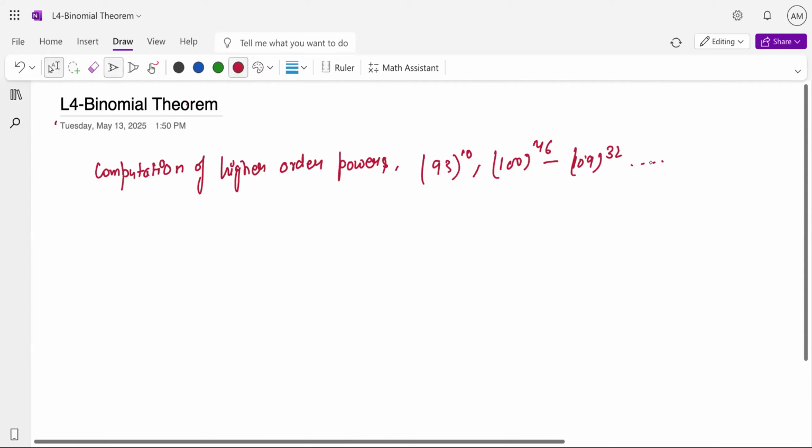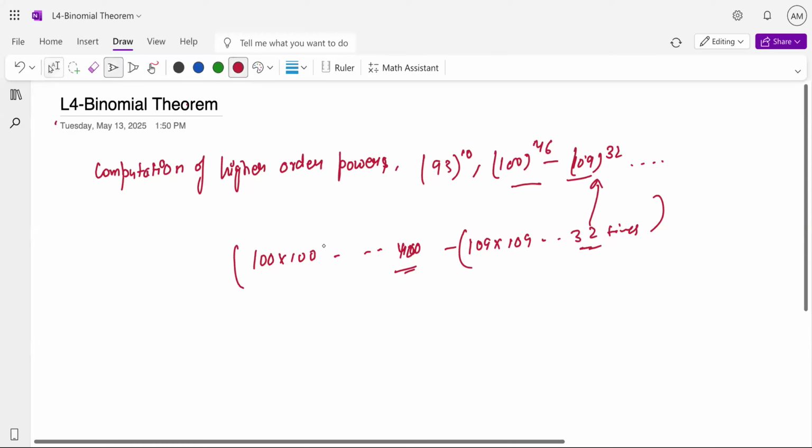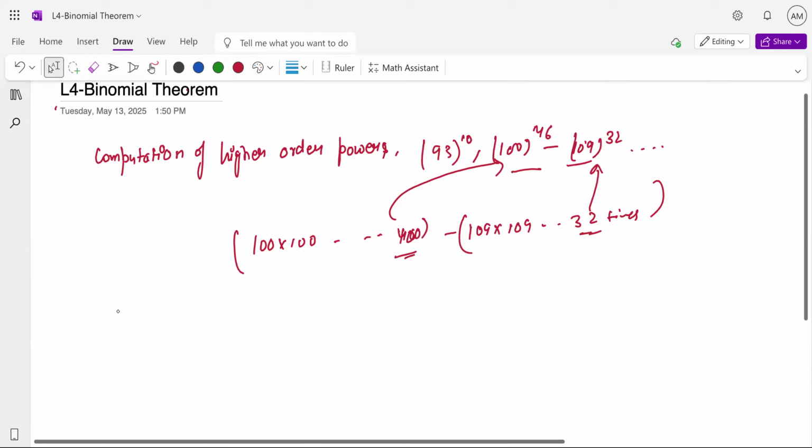If you are given these kinds of expressions, it's not an easy task to go and multiply 100 into 100 and so on till 46 times, and then subtract 109 into 109 thirty-two times, to compute this portion. It's not an easy task. So in these cases we can apply the binomial theorem. The binomial theorem basically provides a simplified equation for the expansion of a plus b to the power n.